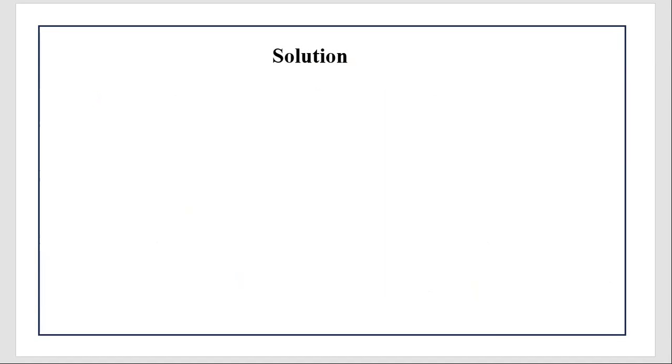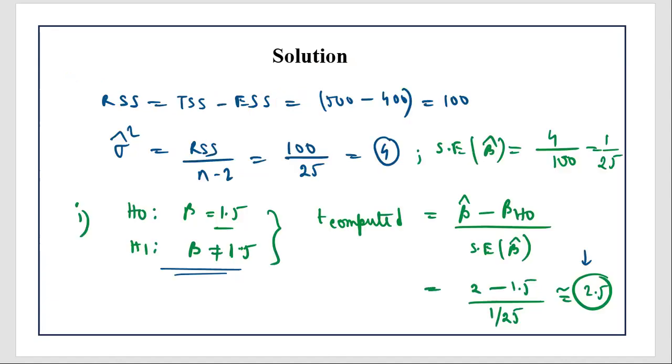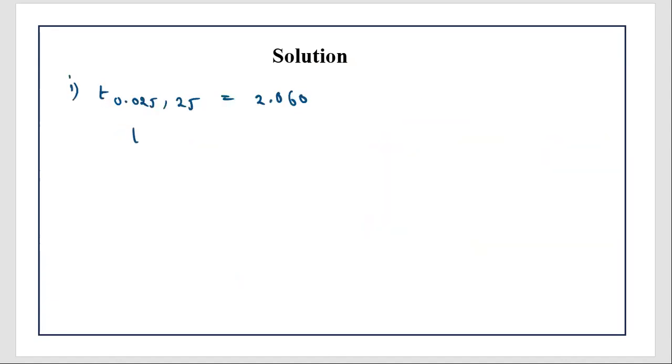Now, how do you test the hypothesis? For the two-tailed test, what is the t critical value? The t critical value is simply this with n minus 2, which is 25 degrees of freedom. From the statistics books or econometrics books, you will see this value is simply 2.060, and the t computed value we got as what? 2.5. It's simply 2.5. So the scenario is something like this.